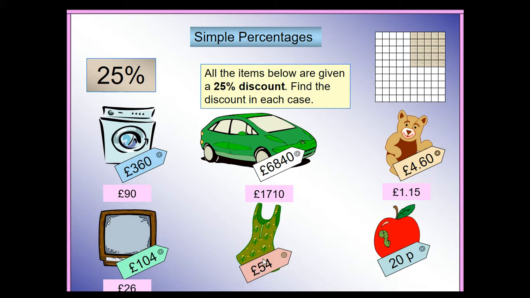4 into 5 goes once, carry 1 over, 4 into that goes 3 times, remainder 2. This isn't a whole number, it's pence. So if you find it easier, half of £54 is 27, and then half that again. What's a quarter of 20? 5 pence.